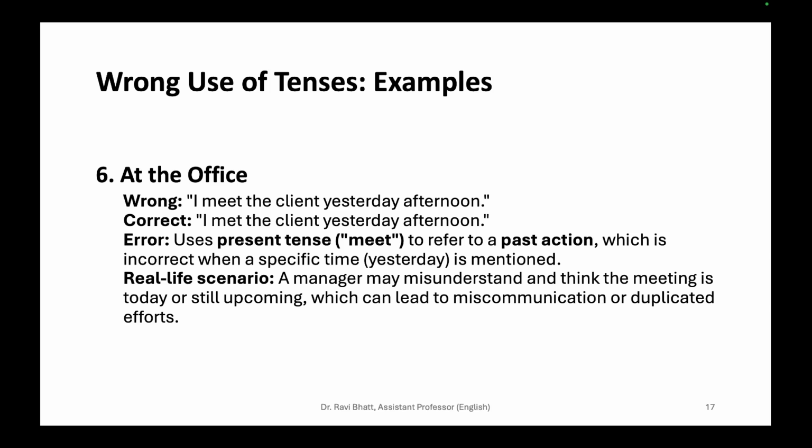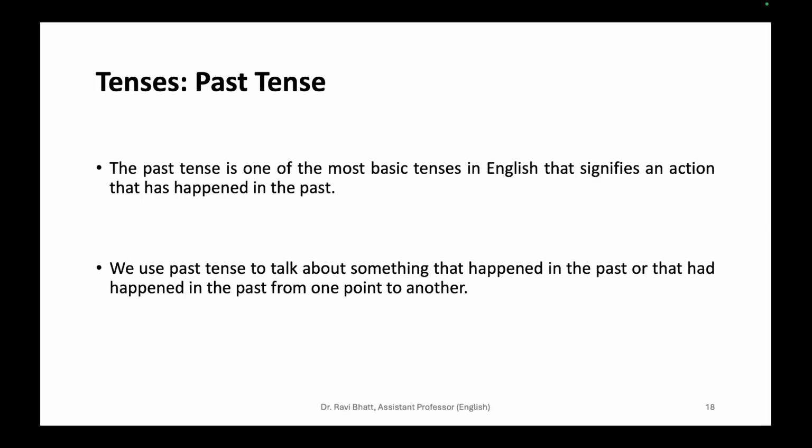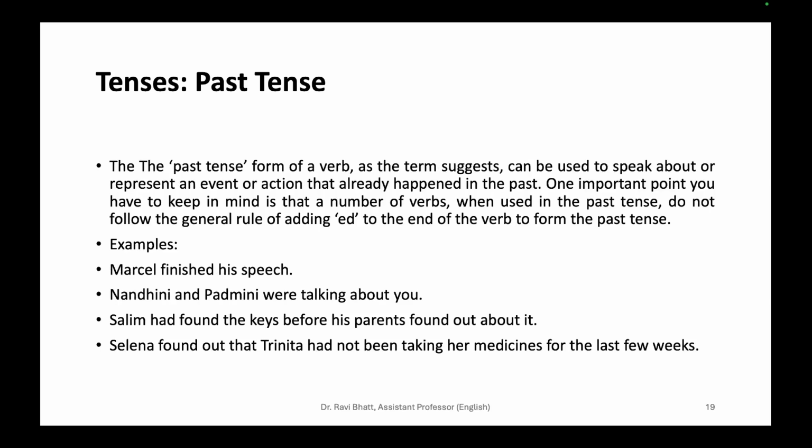So these are some of the wrong uses of past tense specifically, which might create confusion. And to overcome these mistakes, we need to have a strong command over tenses. Otherwise, here and there, it might create an odd situation. Now, since we all know the past tense is one of the most basic tenses in English that signifies an action that had happened in the past, we use past tense to talk about something that happened in the past or that had happened in the past from one point to another.